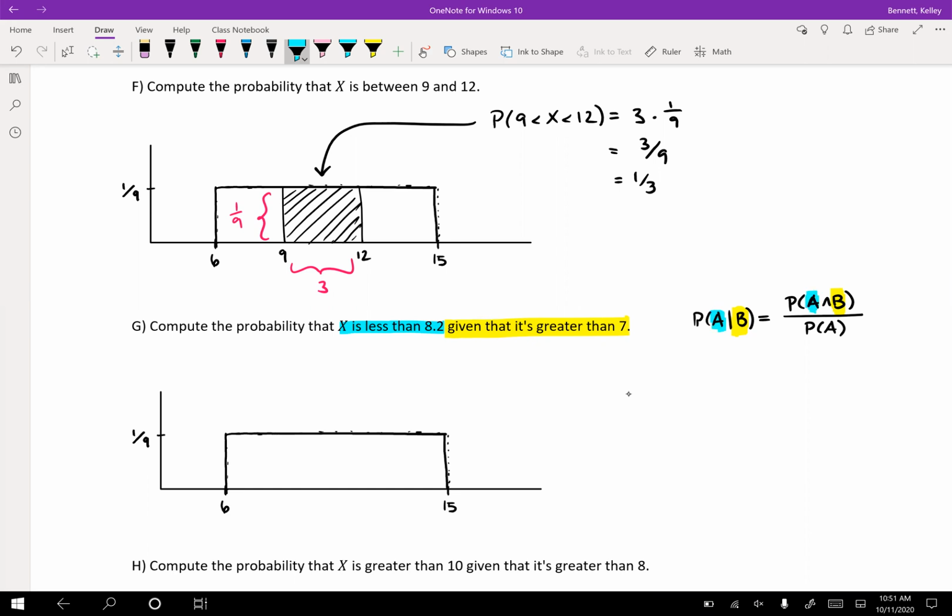And you know what? I wrote down my formula wrong. There we go. This should be B. So I want to find, let's convert this into the context of the problem. So I want to find the probability that X is less than 8.2, given that X is greater than 7. So let's look at where 7 is. So let's mark off 7 and 8.2 while we're here. Not to scale, don't care.